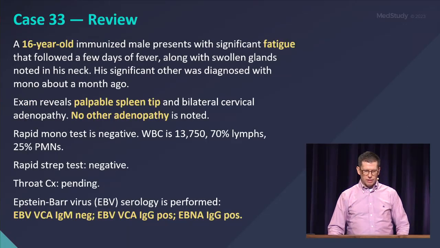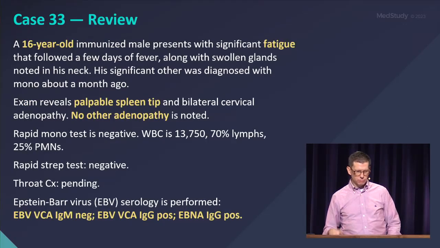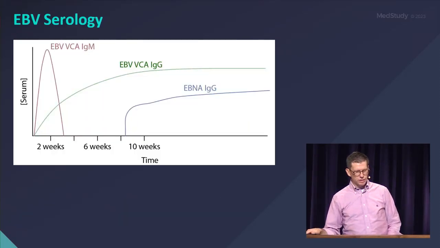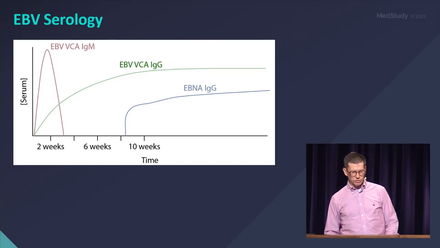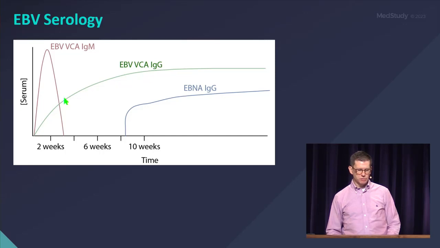So when we talk about this particular kid, 16 years old, we think about mono, palpable spleen tip. The serologies are what tell you it's not EBV, and it's because of this, right? The kid's VCA IgM was negative, which is not uncommon, even for kids with EBV mono, because you have to catch it in time. It goes up quickly and down quickly. And his was negative. His EBV VCA IgG was positive, which slowly becomes positive over time, but stays positive forever.